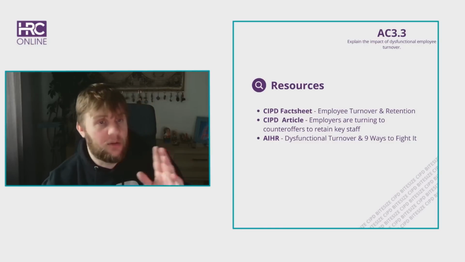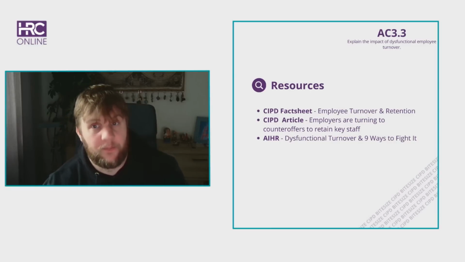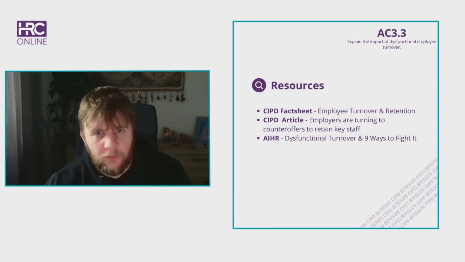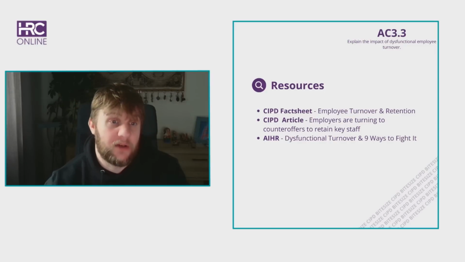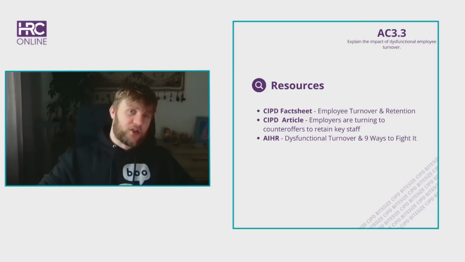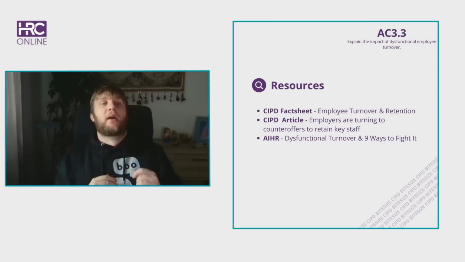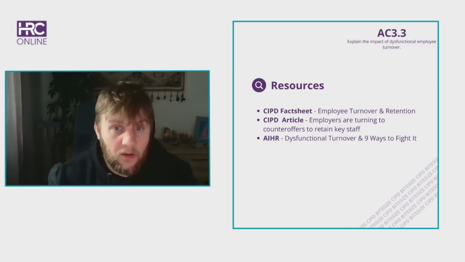And then the AIHR, which is the Australian version, is "Dysfunctional Turnover and 9 Ways to Fight It". It's really got a lot of useful information and a lot of useful research in there. So again, studying with us, you'll see it straight in the VLA after. It goes in the same order, so you'll finish this video and then move on. If you've got any questions or anything else, you can reach out to us.